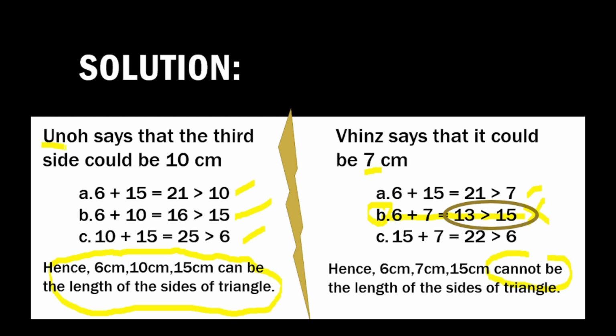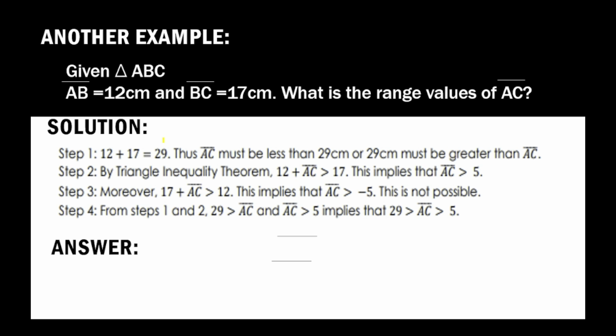Okay, very good. So, ang tumama ay si Uno. Next, another example of this triangle inequality theorem. Given triangle ABC. So, imagine nyo may triangle ABC. Ang measure ng side AB ay 12 cm. Ang measure ng side BC ay 17 cm. What is the range of values of side AC?